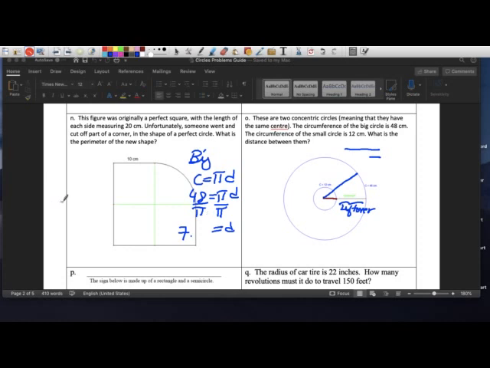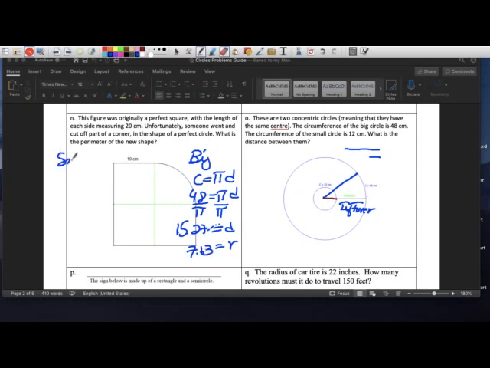So my radius, wait, hang on a sec. 48 divided by pi is going to give me 15.27899, right? So let me write the diameter. Sorry. The diameter of that circle is 15.27, and so on. I'm going to take that number and just leave it in the calculator. I'm going to divide that by 2. So which means my radius is 7.63. So the radius of the big circle is 7.63.